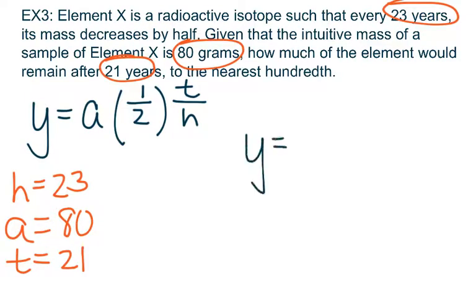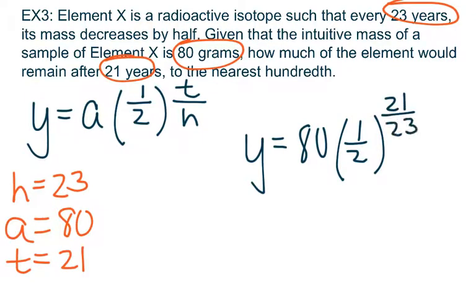So we're going to have y equals A, which is 80, because that's how much our sample has a mass of, times 1/2 to the power of T divided by H, so that's going to be 21 divided by 23. Okay? And then simplify that, and we should get 42.49 grams.